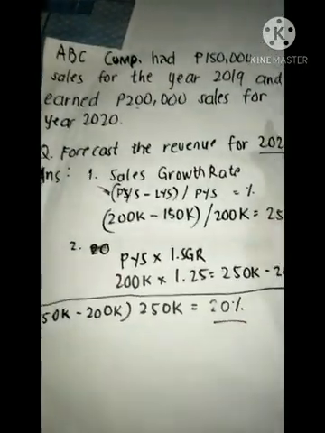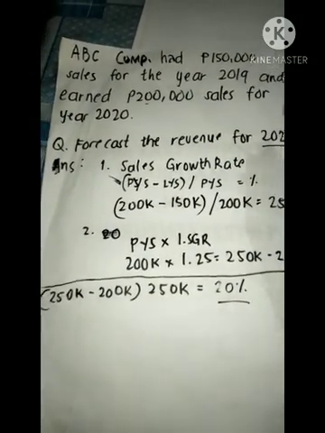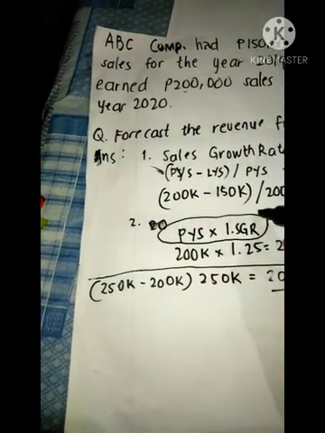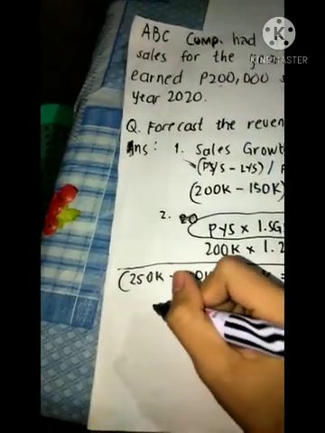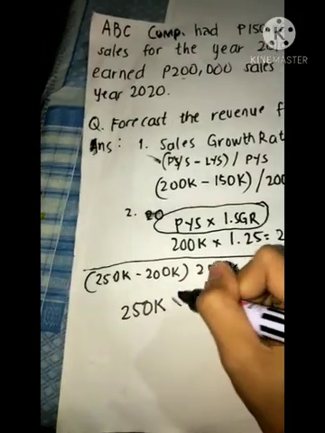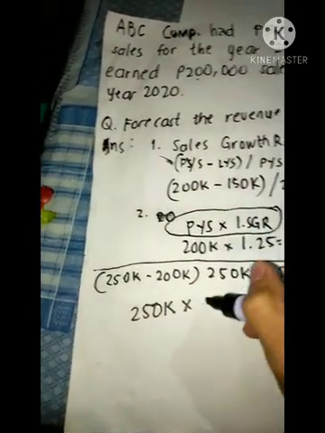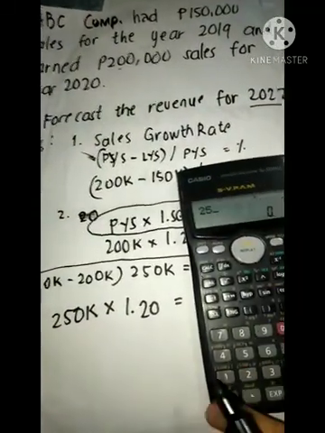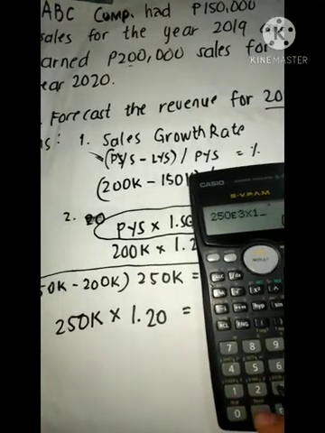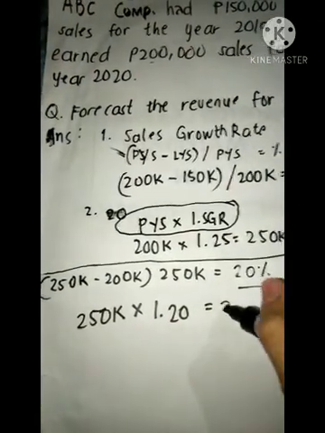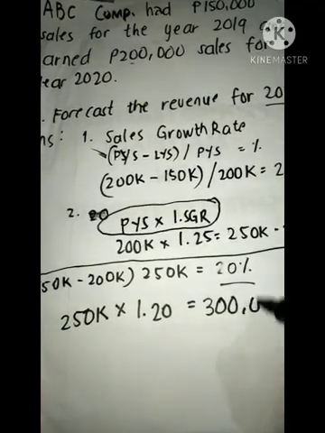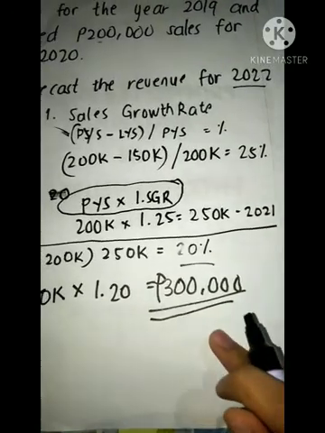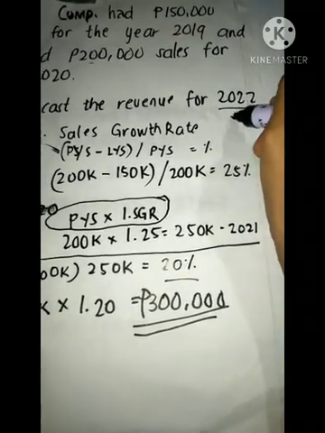Now, this is the time for you to compute for the forecasted revenue using the formula ito. Yan. So, the present year sales would be 250,000 times 1.20. Your answer would be 250,000 times 1.20 is equals to 300,000. This will be your forecasted revenue for the year 2022.